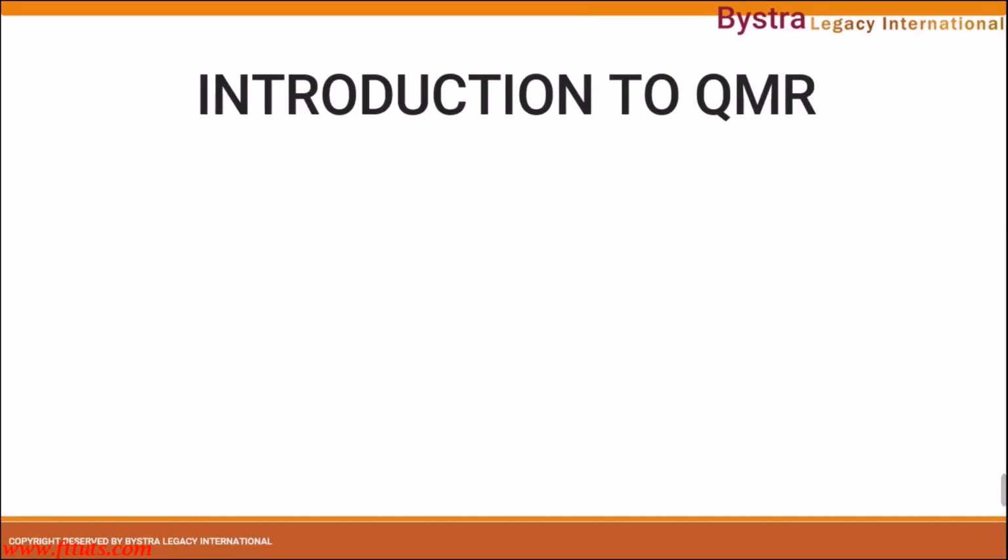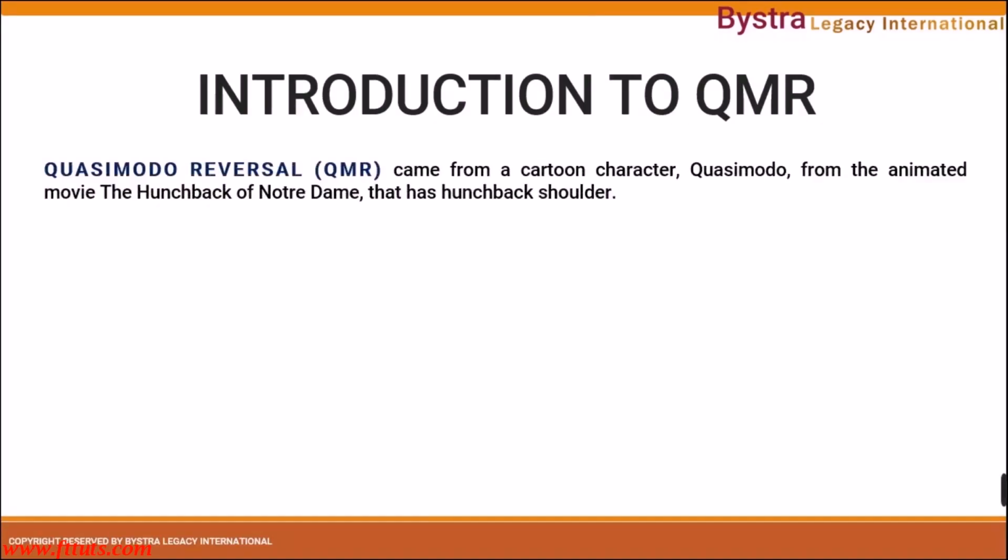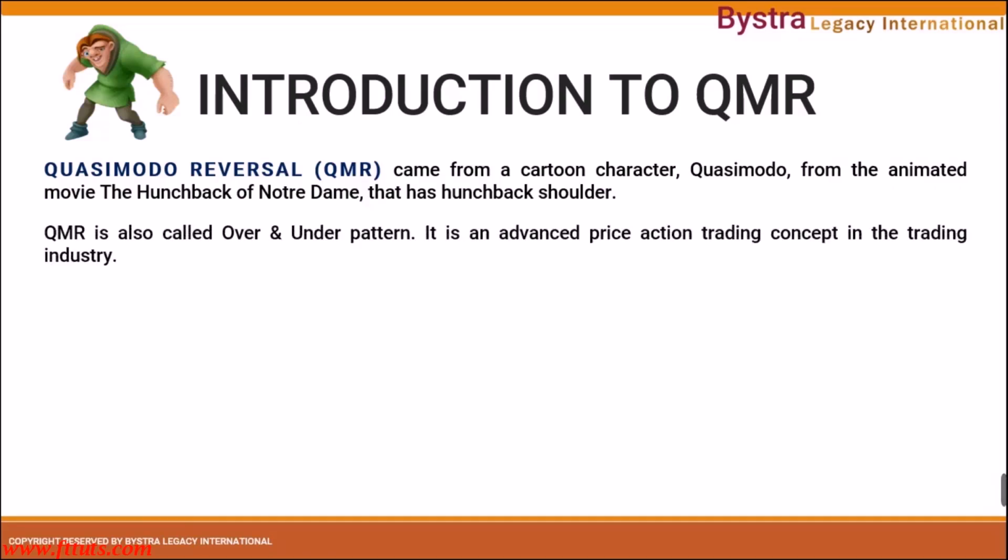So the introduction to QMR, which is called the Quasimodo reversal, it actually came from the cartoon character Quasimodo. If you ever watched the animated cartoon movie called The Hunchback of Notre Dame, this cartoon character has a hunch on his back. So one side of the shoulder is higher than the other. So this is where the Quasimodo came from. The QMR is also called an over and under pattern.